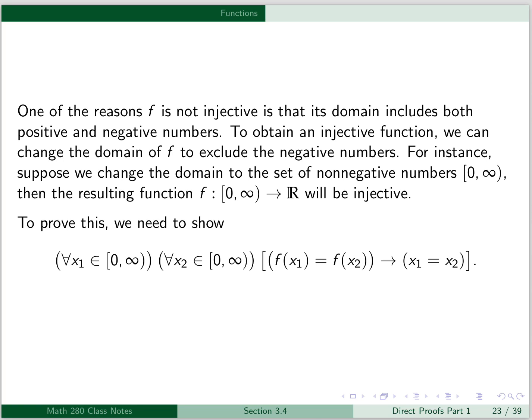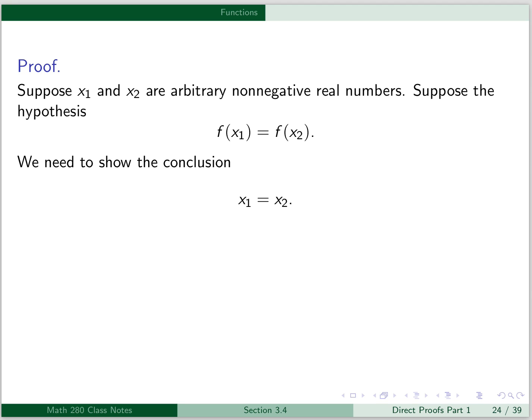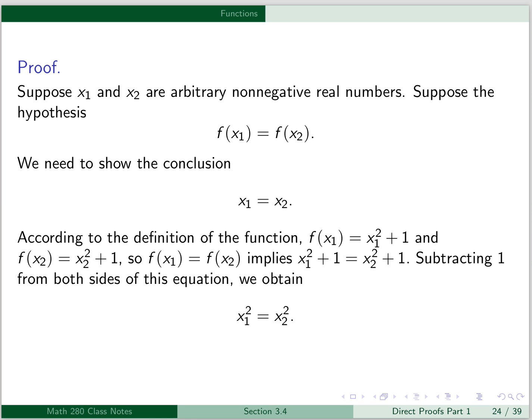For all x1 and x2 in the interval from 0 to infinity, f of x1 equals f of x2 implies x1 is equal to x2. We suppose x1 and x2 are arbitrary, non-negative real numbers. We suppose the hypothesis, f of x1 equals f of x2. We then need to show the conclusion, x1 equals x2.